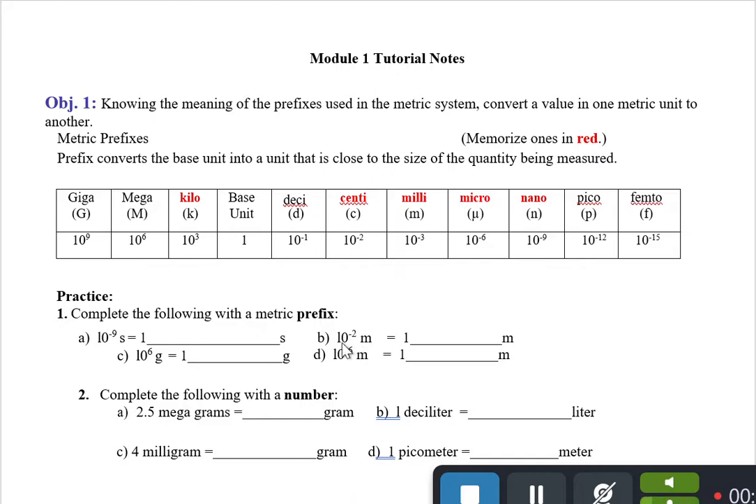And the next one, if I have 10 to the negative 2 meters, well, that's going to be centimeters. 1 centimeter is the same thing as 10 to the negative 2 meters. If I have 10 to the 6 grams, okay, 10 to the 6, that's going to be 1 megagram. And if I have 10 to the minus 6 meters, that's going to be 1 micrometer. It's just that simple. So let's look a little bit more here.